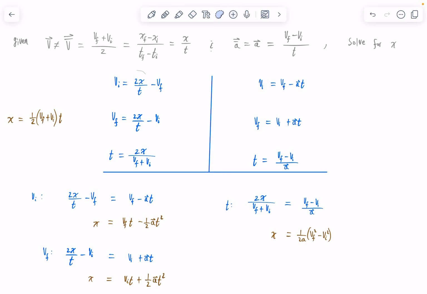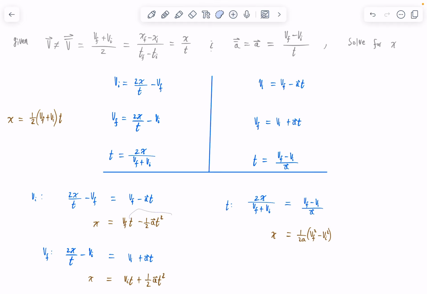So then equating each variable, so starting with the initial velocity, we have this over here, equating the initial velocities and solving for x. Well, how do I solve for x? Well, we can add v sub f on both sides, and then we're going to have to divide by 2 at the end, but first we multiply by t on both sides.